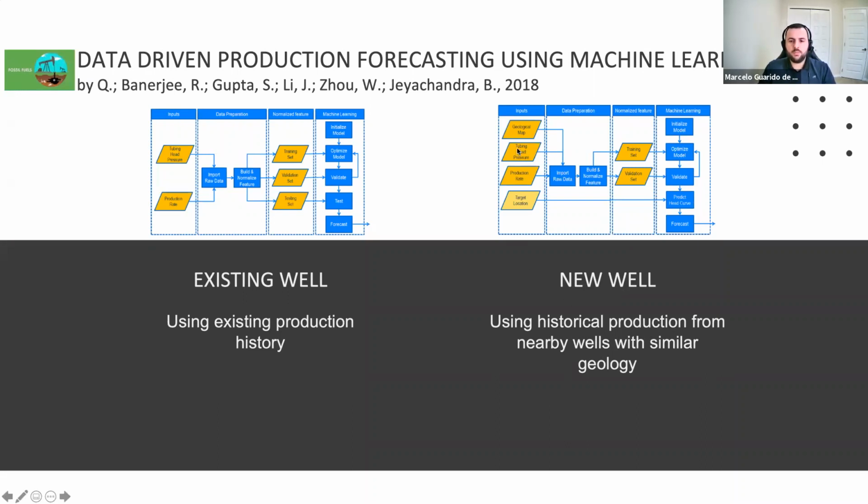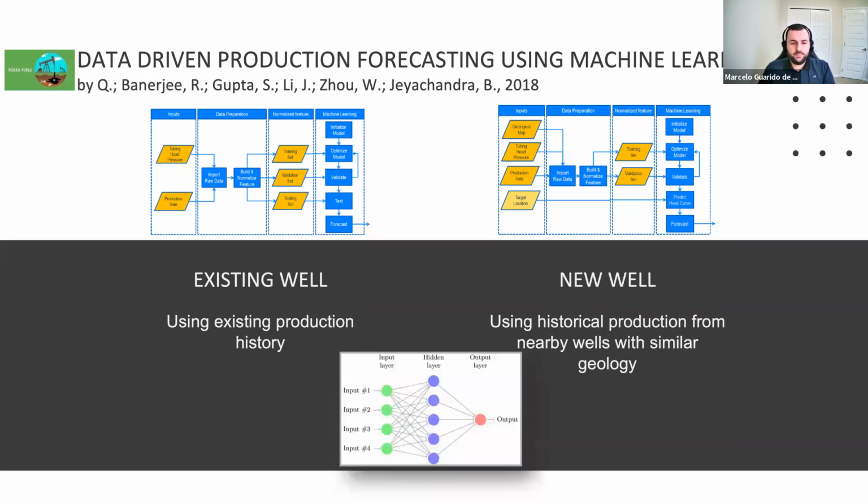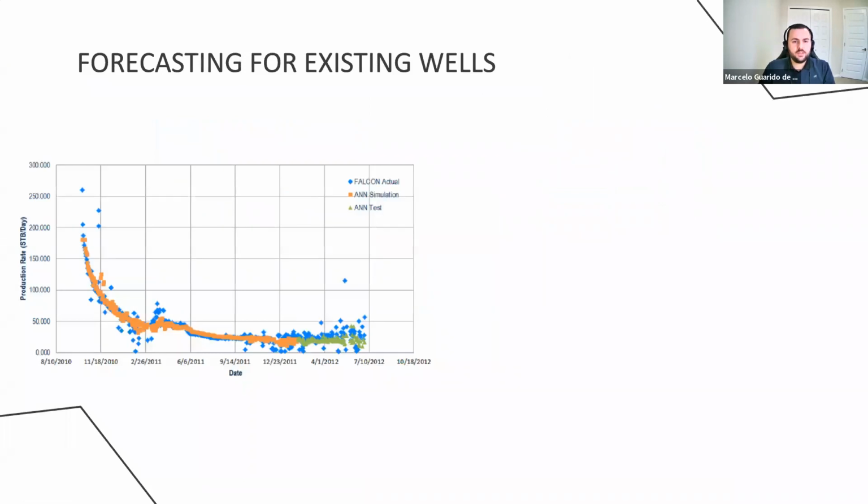So they compare their results for a new well. They take a well that actually has production, but they don't use it for training. They use this well as their blind test. And for that, they are using neural networks to do the forecasting. So this is a regression problem. For the forecasting for existing wells, those are the results of one of the wells they had.